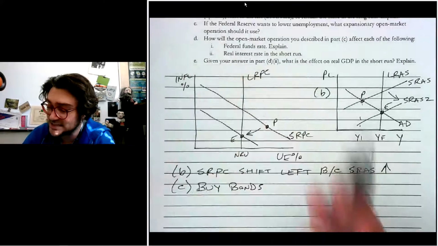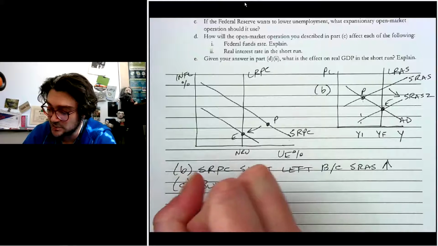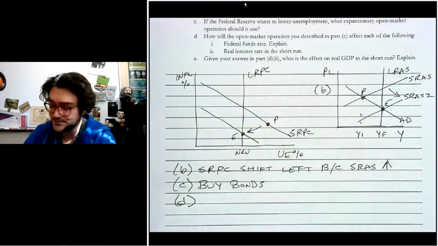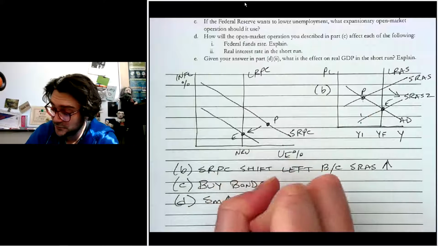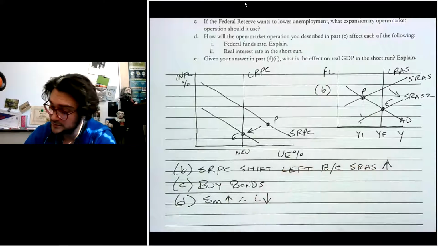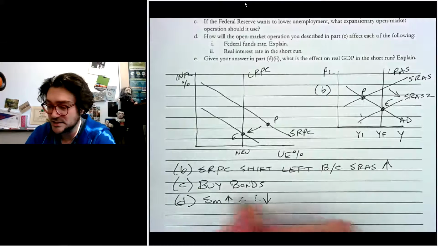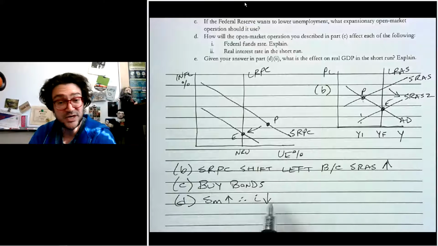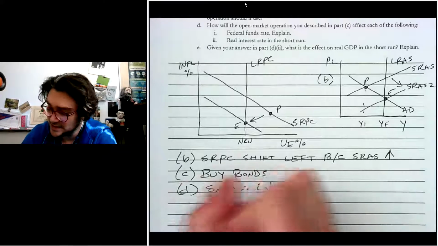Part D says, how will that affect each of the following? For D1, if they buy bonds, the federal funds rate goes down. The supply of money goes up, therefore we would say the interest rate goes down. That's an acceptable explanation, because you've linked buying bonds to the money supply being bigger and the interest rate going down. That's all you have to do to explain that.